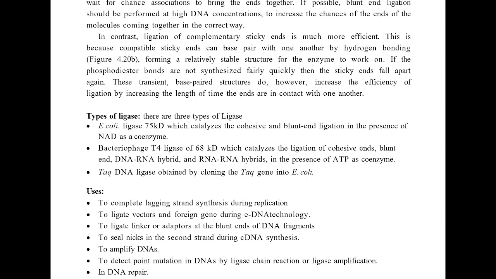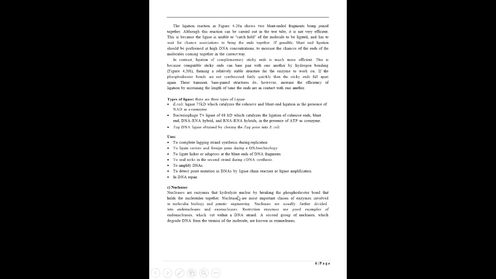You have the bacteriophage T4 ligase, which catalyzes the ligation of the cohesive ends, blunt end, DNA-RNA hybrid and RNA-RNA hybrids in the presence of ATP as coenzyme. And then you have the Taq DNA ligase, that's obtained by cloning the Taq gene into E. coli. So what are the uses?